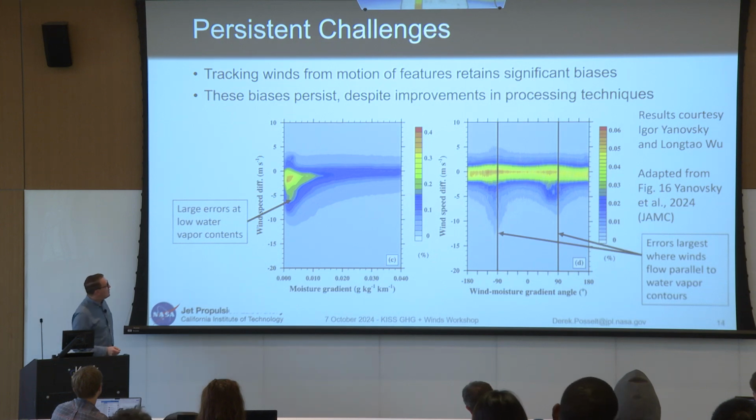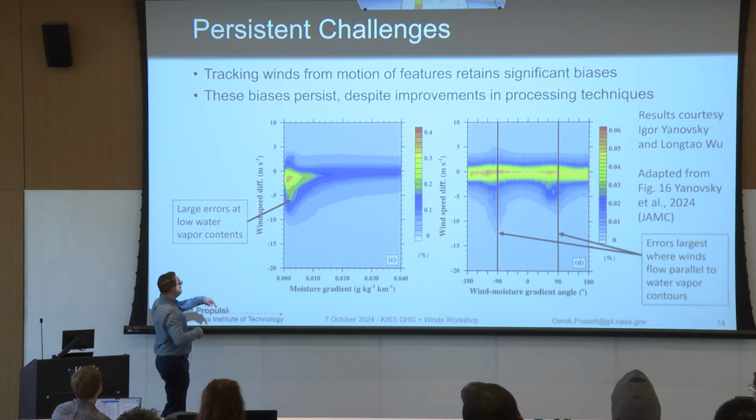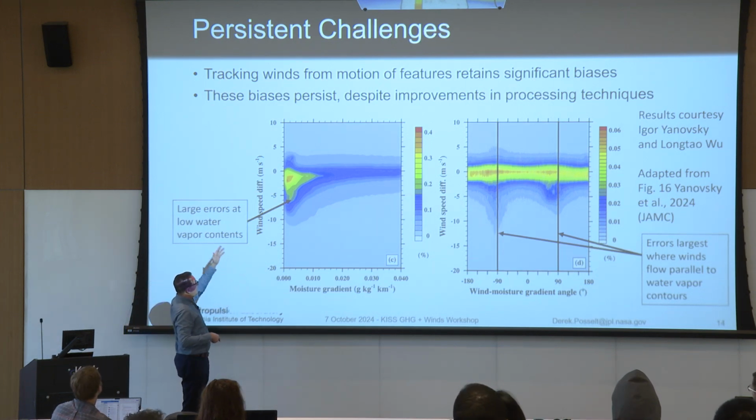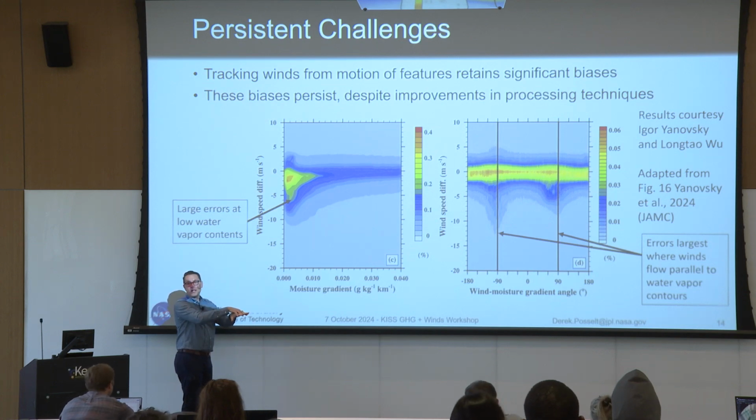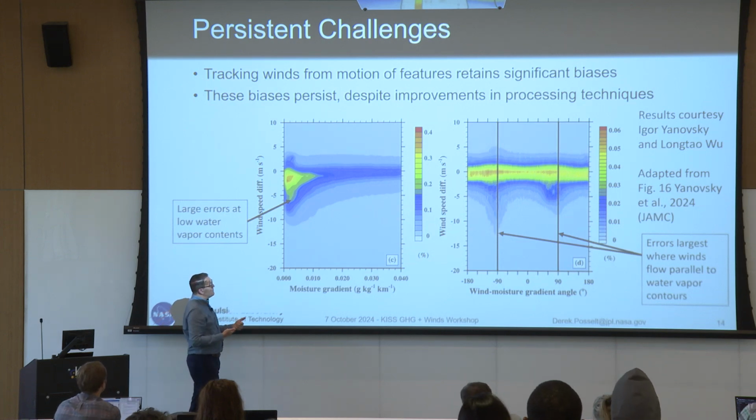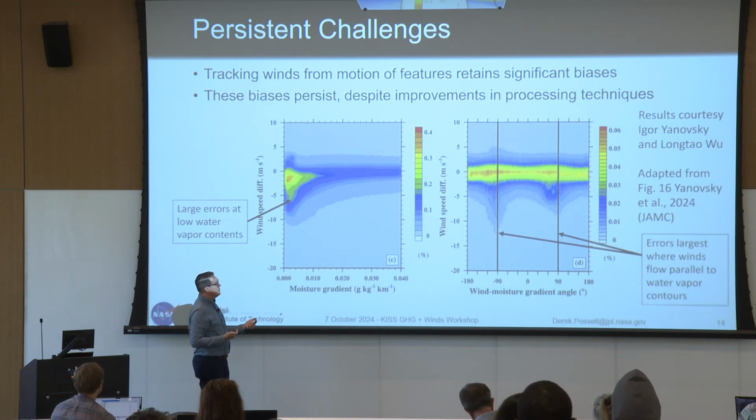So what we have, in both images, on the y-axis is the difference between an estimate of winds that we got by tracking features in a numerical model data set. So we have a reference, we know exactly what those winds were. Take the water vapor fields, track them using a feature tracking algorithm, and then compare back to that reference and say, how good did we do? And what are the relationships among the errors and other ancillary variables?